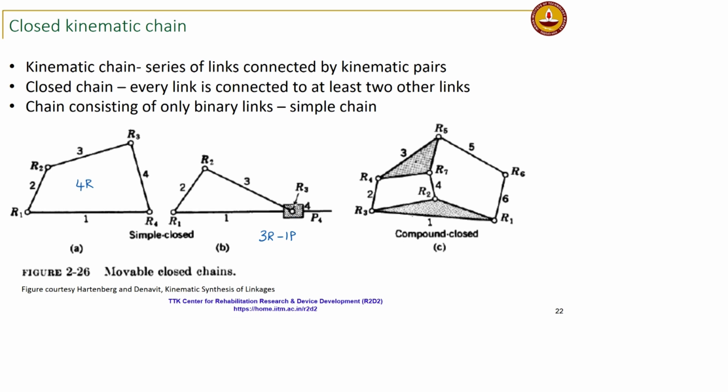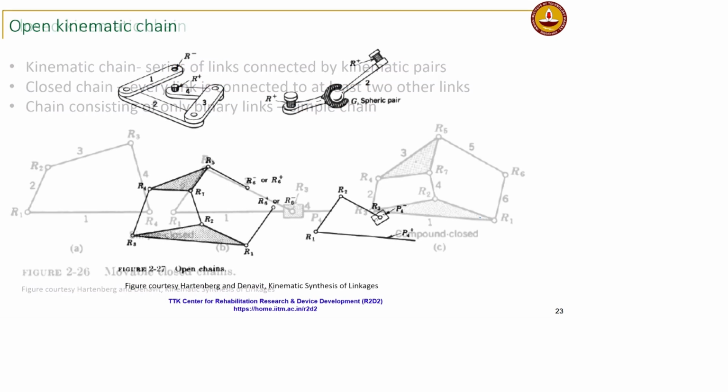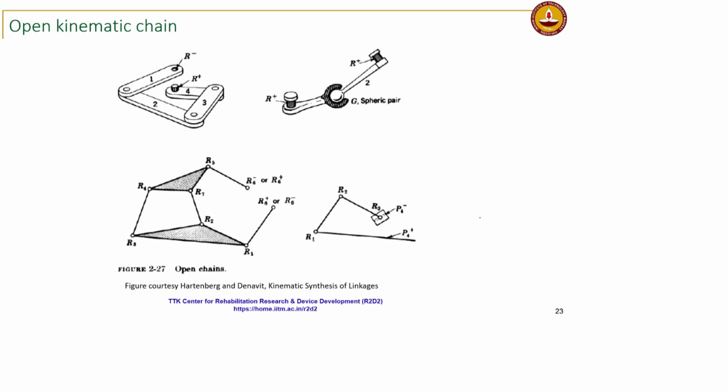In a compound closed kinematic chain, you would have links that are higher than binary links as well. If it is a kinematic chain with a singular link, it is not even a closed kinematic chain. Only binary links, it is a simple chain. More than binary links, it becomes a compound closed chain. So, the third example there is a compound closed chain. These are examples of open kinematic chains.